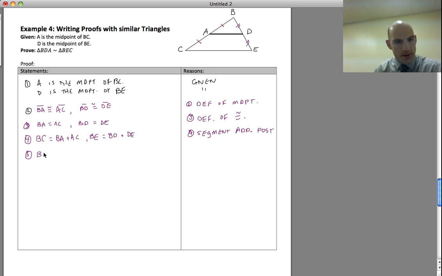We know now that BC is equal to 2 times, let's do it stepwise, BA plus BA, because AC is equal to BA, right? So if we substitute it in, and we also know that BE is equal to BD plus BD. And we can do that because that's just substitution. Okay, because up here we said BA is equal to AC, so instead of AC I just put in BA.